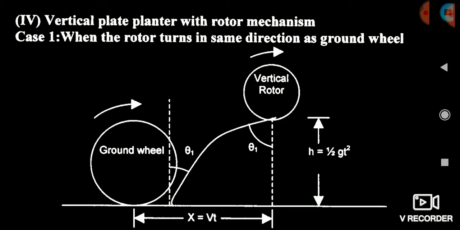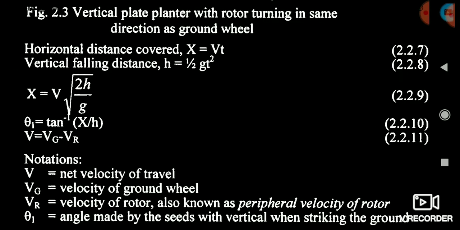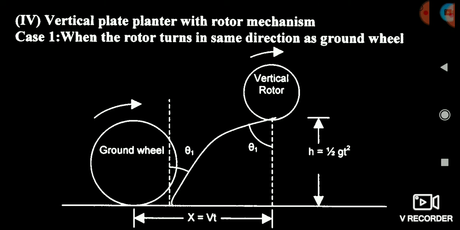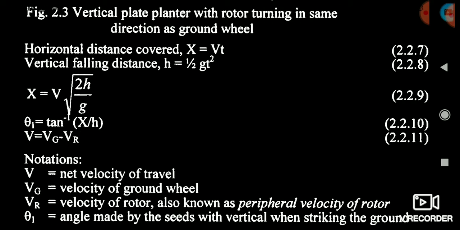And friends, this is the case when the rotor turns in the same direction as the ground wheel. When the rotor and the ground wheel are in the same direction, how are we doing the calculations? Simply, you can see here that the net velocity is equal to Vg minus Vr. That is very important. Vg minus Vr is the net velocity when the rotor is in the same direction as the ground wheel.